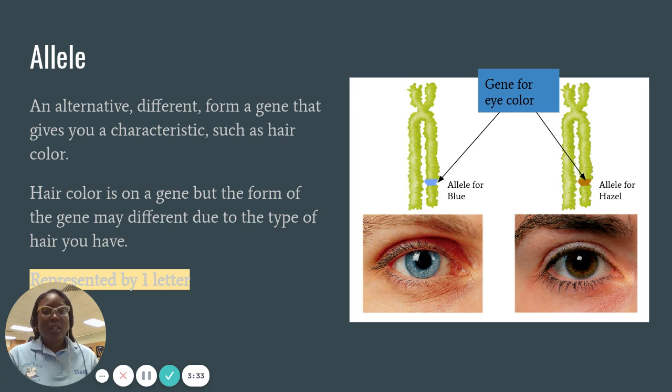An allele. Remember I said that this gene was for eye color. Are there multiple eye colors out there? Yes. So this particular gene gives that person blue eyes. The gene is located in the same area, but this gene is a different form, because this form gave this individual hazel eyes. So an allele is an alternative, which means different, form of a gene that gives you a characteristic such as hair color. Are there multiple hair colors? Yes. It's carried on the same gene, but that gene is going to be different because of the different variations of that particular trait. And when we talk about an allele in genetics, it's represented by one letter. It's all going to come together as I continue through this video.